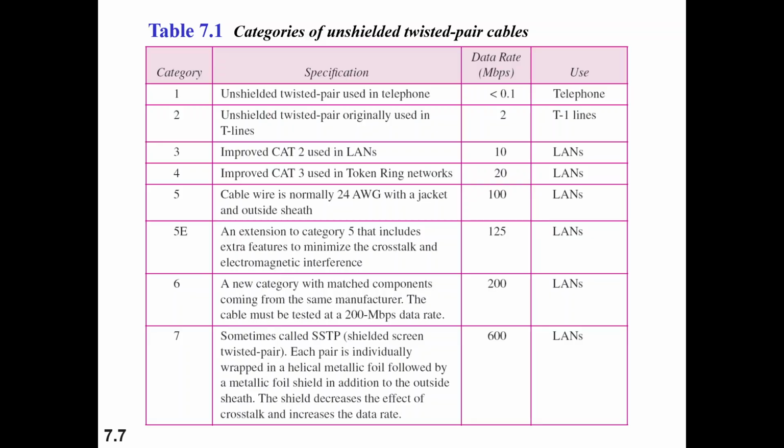Next topic is categories of cables. The Electronic Industry Association, EIA, has developed standards to classify the unshielded twisted pair cable into 7 categories. Categories are determined by cable quality, with 1 as the lowest and 7 as the highest. Each EIA category is suitable for specific use. The table on the screen shows these categories.